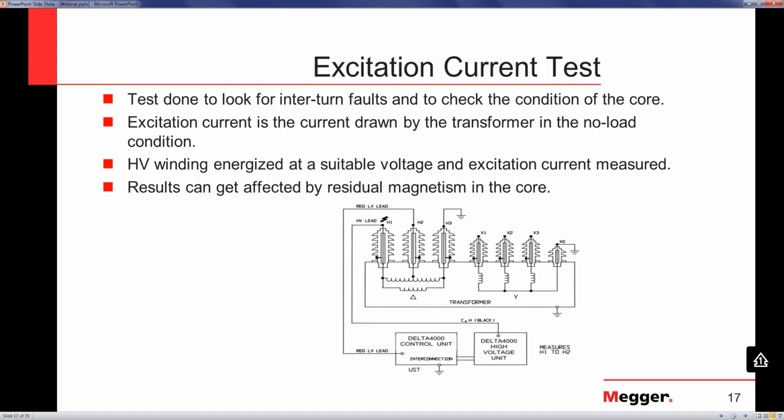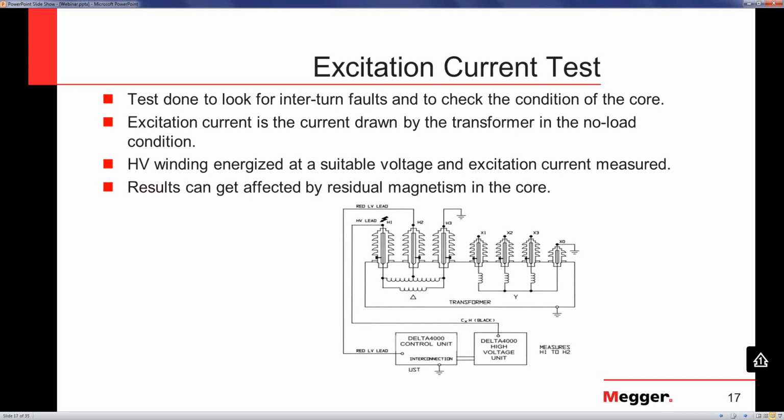Excitation current test is done to look for interturn faults and to check the condition of the core. Excitation current is the current drawn by the transformer in the no-load state. High winding is energized at a suitable voltage and excitation current is measured. When I say suitable voltage, it means that the voltage that you apply cannot be greater than the rated voltage of the transformer. Results can get affected by residual magnetism in the core.